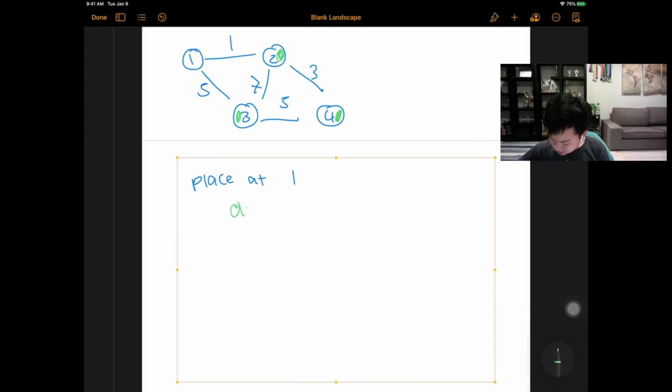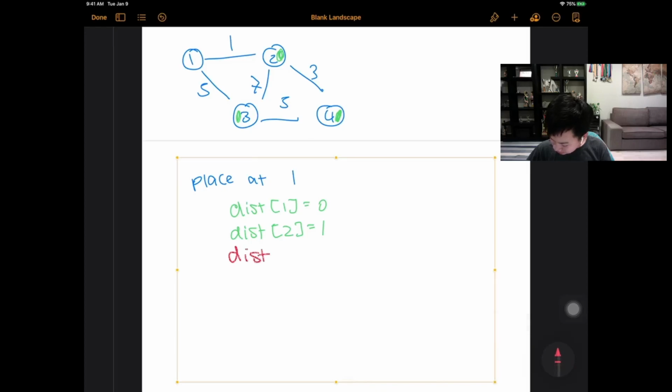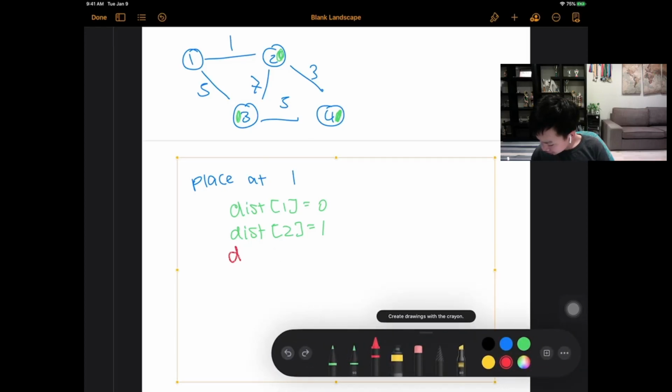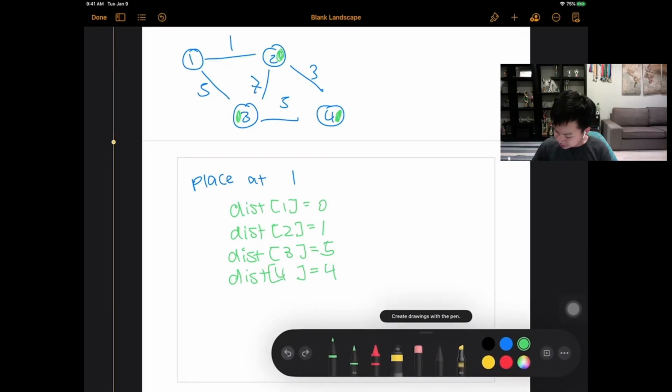So we can call our distance array. Distance of 1 will be equal to 0, because it takes 0 units of distance to reach pasture 1 from pasture 1. Distance of 2 would be equal to 1, since you can just take this path. Distance of 3 will be equal to 5 units, since you can take this path. And distance of 4 would be equal to 4, since you could take this path and this path, which would be 1 plus 3, equal to 4.